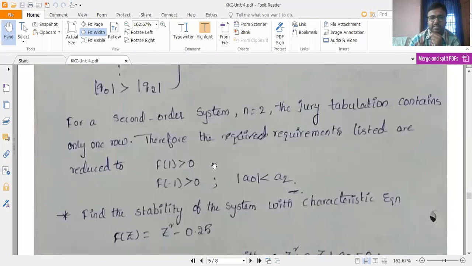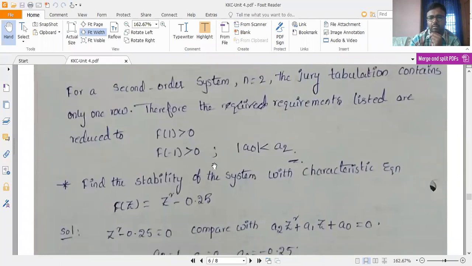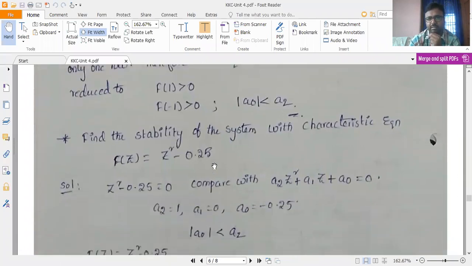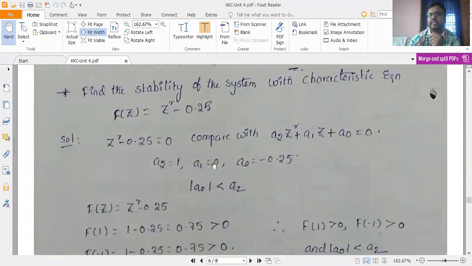Okay, so based upon this, let us solve one problem according to this Jury stability test. Okay, so this is the statement of the problem. Find the stability of the system with characteristic equation f of z is equal to z square minus 0.25.